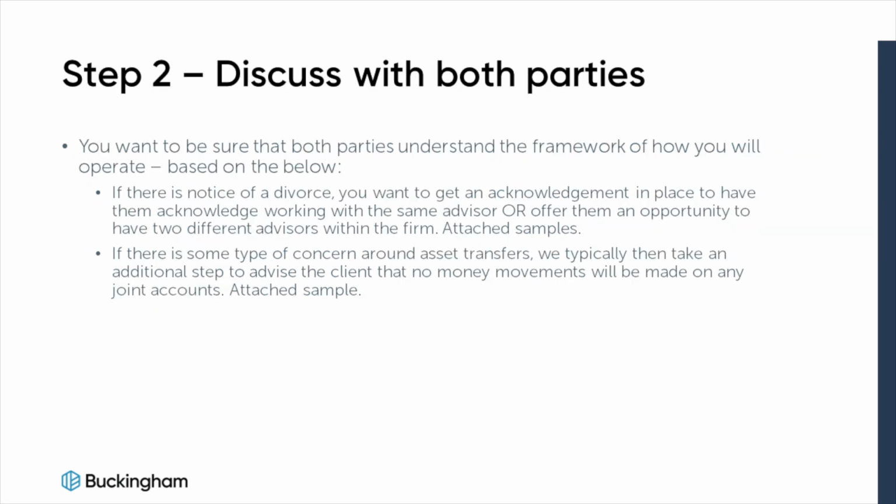both parties. Once you have analyzed the agreements, you will want to discuss with both parties a framework going forward on how you will operate, along with the issue of confidentiality and the fiduciary duty owed to both parties. How you will operate going forward will need to be based on the below. If there is a notice of divorce, you want to get an acknowledgement in place to have them understand and attest to working with the same advisor, or offer them an opportunity to have 2 different advisors within the firm. Compliance has the sample template documents for these attestations.